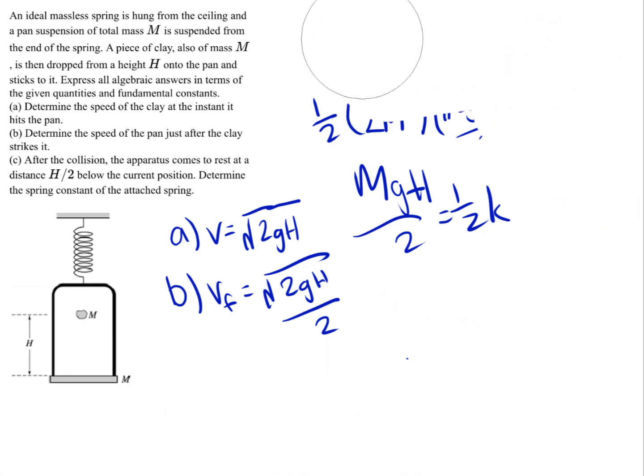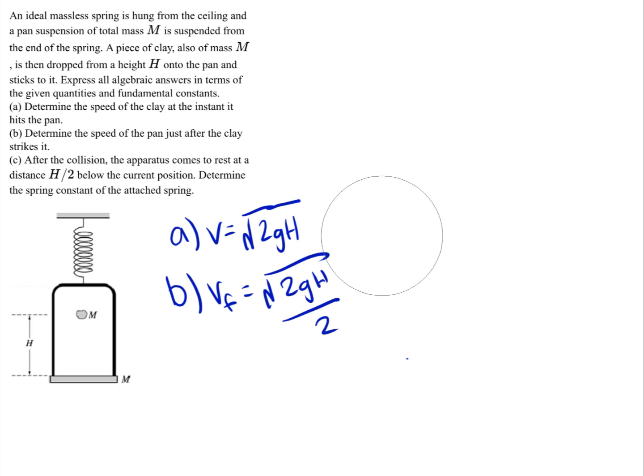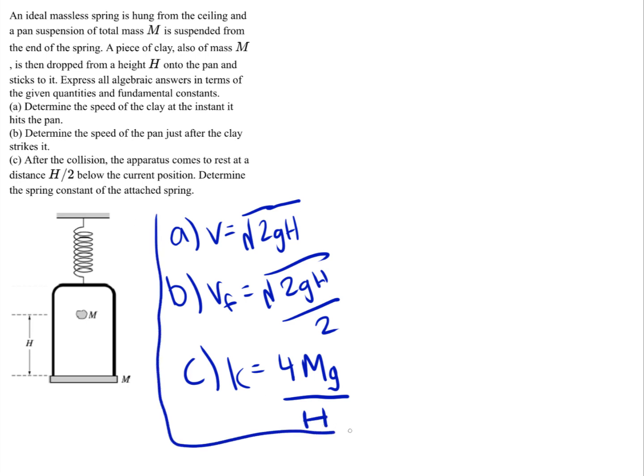So I'm going to move our final answer here. The answer to part C is that the spring constant is equal to 4 times the mass times the gravitational acceleration divided by the height that the clay was initially dropped from. And that is how you would solve this problem.